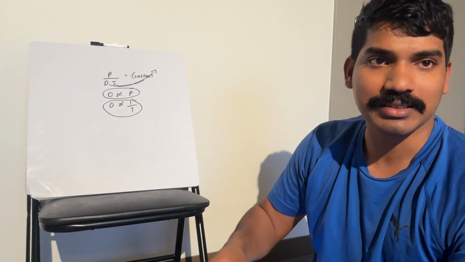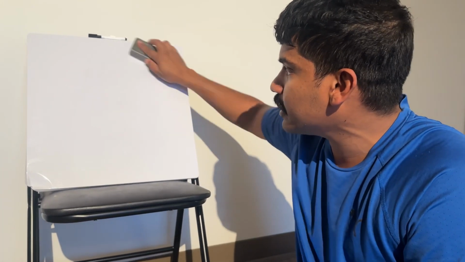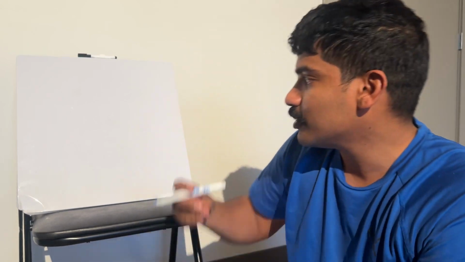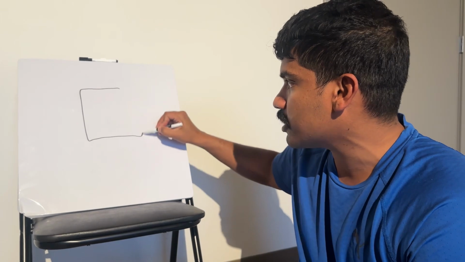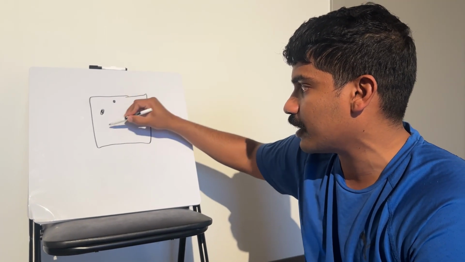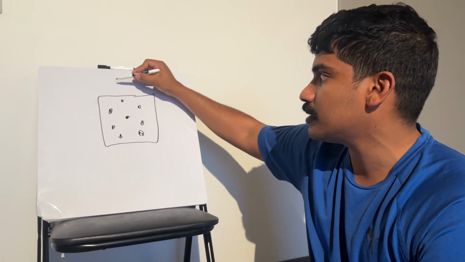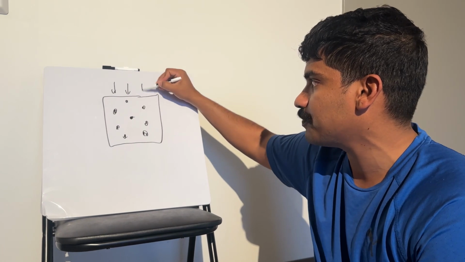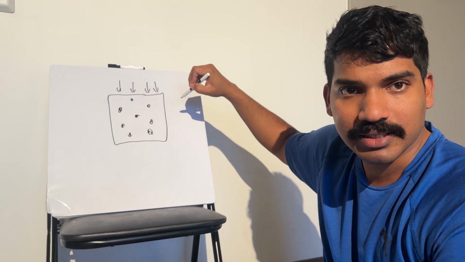Starting with density and pressure. We already know what density is. Density is mass per unit volume. So let me draw a box again. There's an imaginary box, and there are molecules of air in it, right? So what happens when I apply pressure? When I apply pressure, all this gets compressed, right?